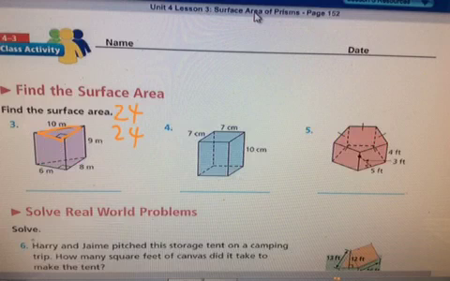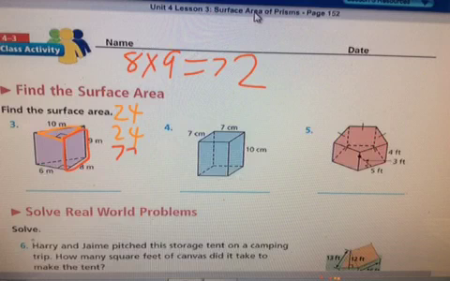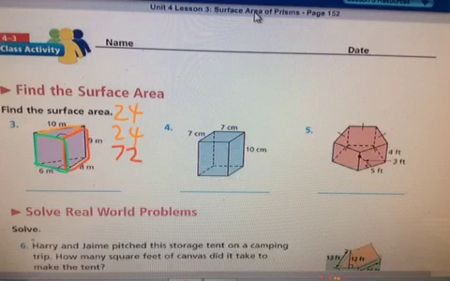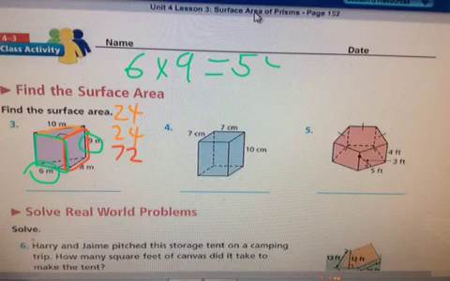So let's say I'm going to find this side first. So that is 8 by 9. 8 times 9 is 72. So I'm going to add 72. Next side I'm going to find has been highlighted in green, and again, they're all the height of 9, and this has a base of 6. So 6 times 9 is 54. So I'm going to add 54.